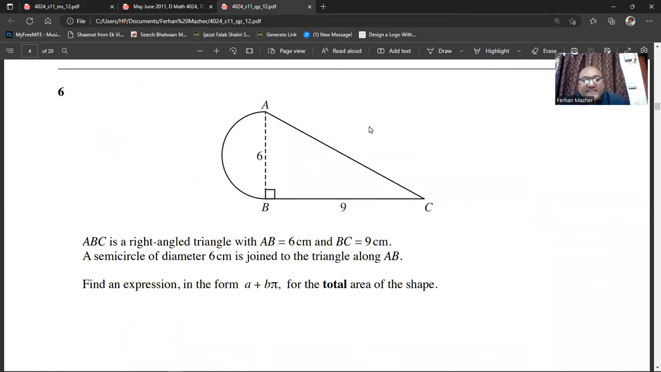Question number 6, he says ABC is a right-angled triangle with the AB equals to 6 centimeter and the BC equals to 9 centimeter. A semicircle of the diameter 6 centimeter is joined to the triangle along the AB. Find an expression in the form of A plus B pi for the total area of this shape. You see, this shape is a semicircle and it's a right angle triangle. So their area can be found easily.